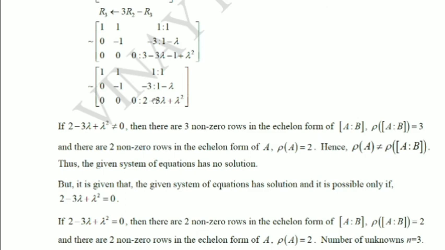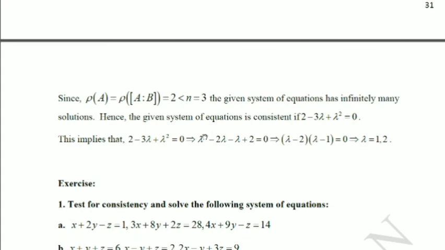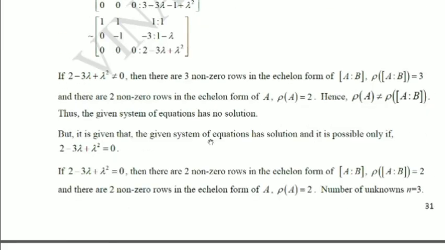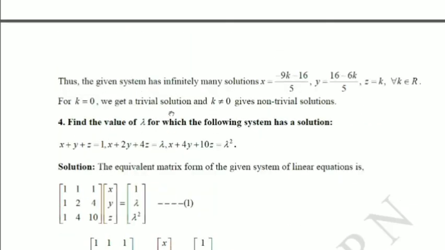So for that value, this system is consistent. That means rank of the augmented matrix and rank of the matrix A will be equal. Therefore, this has a solution. And when lambda equal to 2, that is 2 square is 4, minus 3 into 2 is minus 6, plus 2. 4 plus 2, 6 minus 6 becomes 0. Then in that case also the system has a solution. For these two values, the given system is consistent. This is how you have to solve the problem when they ask you to find the value of lambda, depending on the condition.